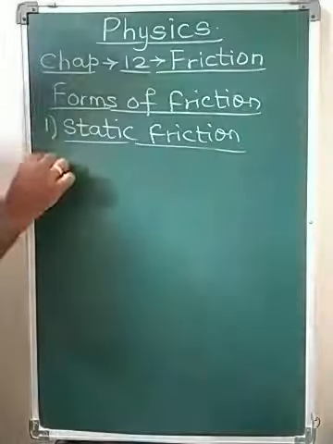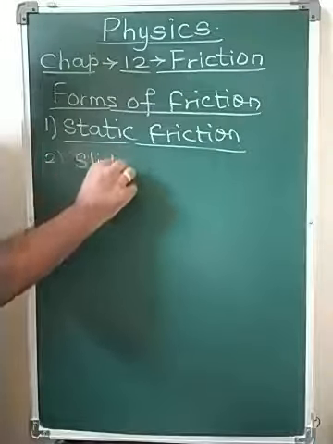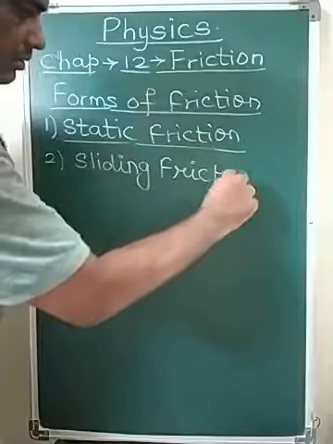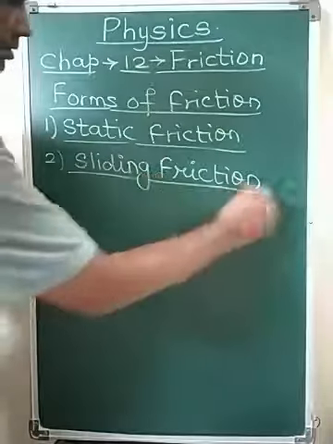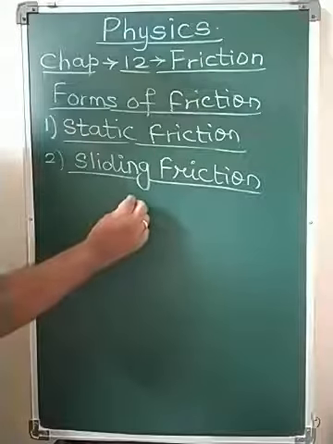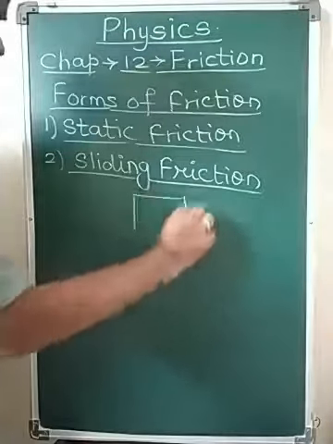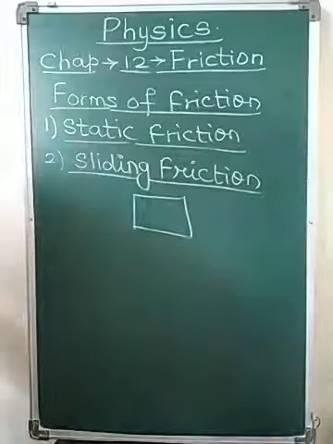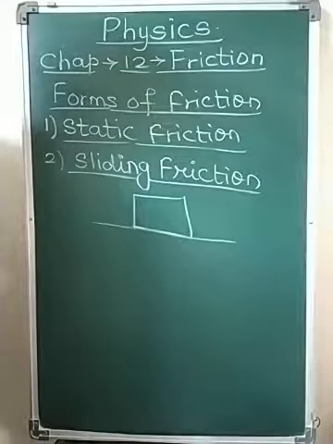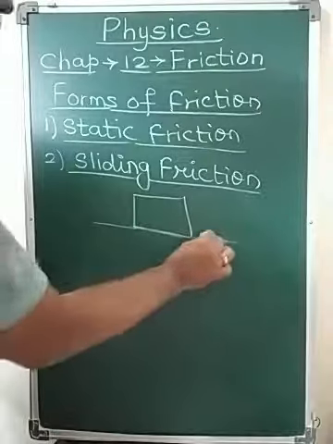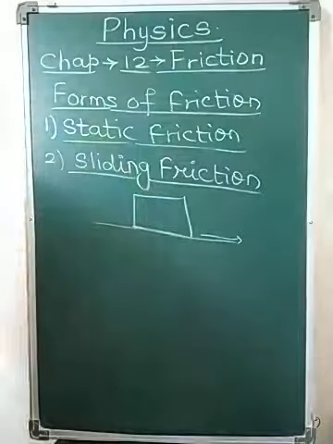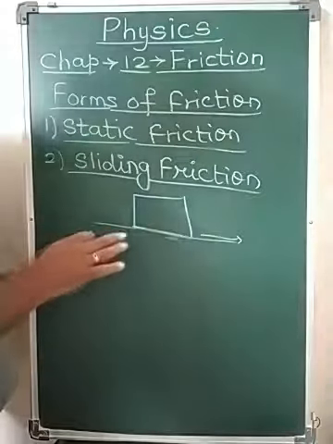Then the second type of friction is called sliding friction. Suppose a box is on a smooth surface and you push it. It will go some distance and it will stop. It will go up till here and it will stop. That means it is sliding smoothly on the surface. This is nothing but sliding friction.